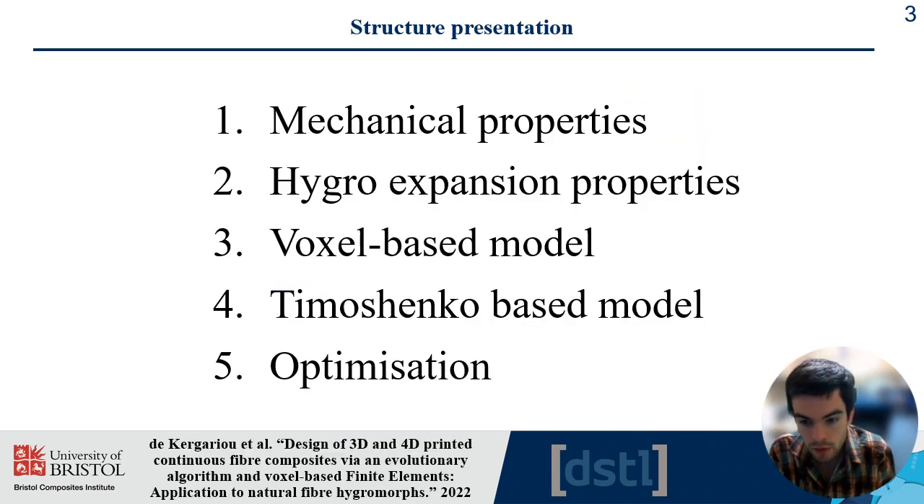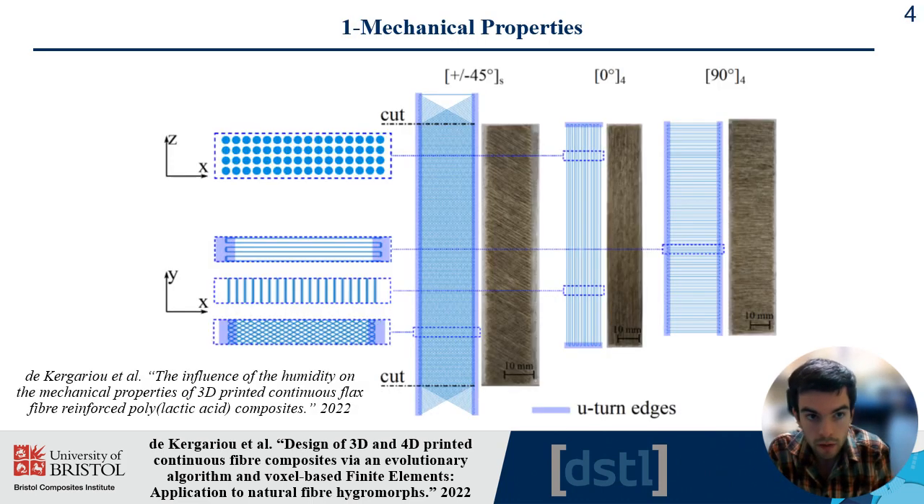In this presentation, most of which has been published in the paper with the same name, we're going to first discuss the measurement of mechanical properties, then the measurement of hygro-expansion properties, the voxel-based model itself, how we use a Timoshenko-based model in order to assess the quality of our model, and last, how we integrated this model into an optimization loop. So in order to model the structures that we want to model, you need different properties, such as the shear and Young's modulus.